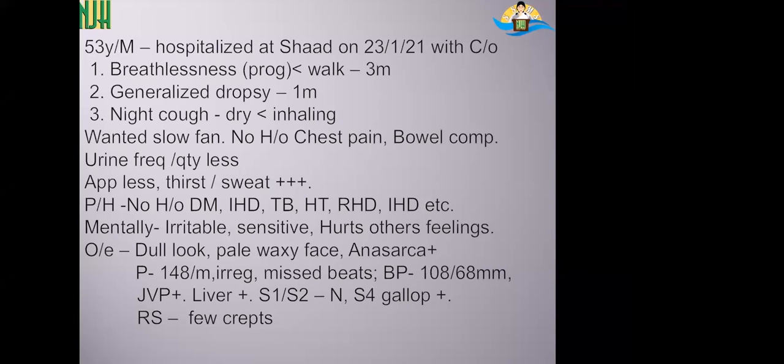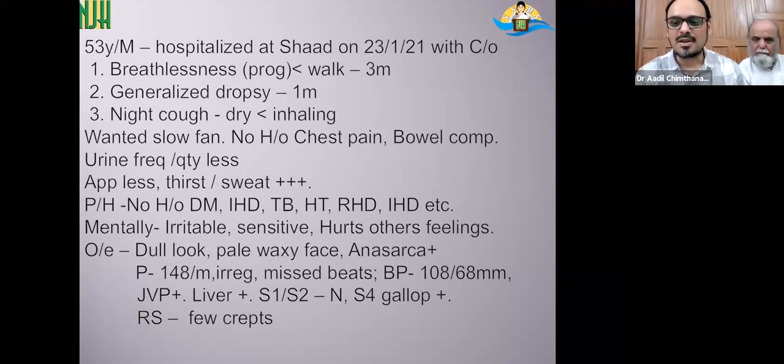Sorry, patient needs access. Gayatri Agrawal, please mute yourself.